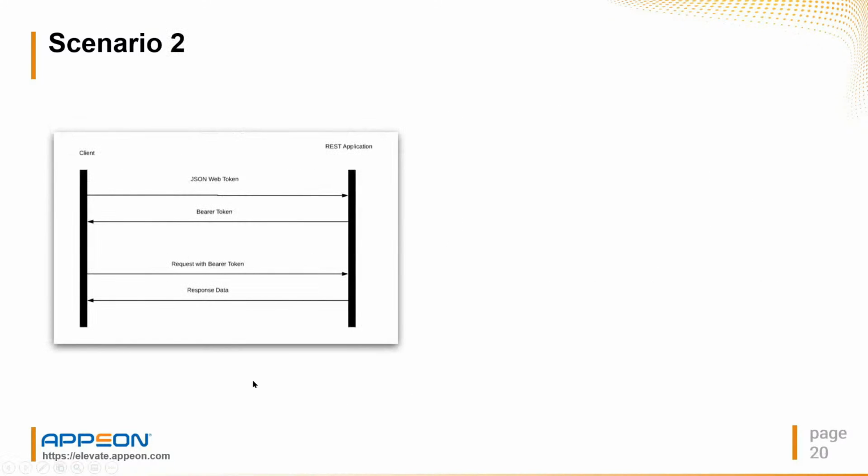This is what I call scenario 2. I didn't have real good names for these different scenarios, but this is what I typically see more with third-party web services. You put together the JSON Web Token yourself, making claims about who the user is, and you pass that to the REST application, and it sends back the bearer token. You're not doing a login so much.